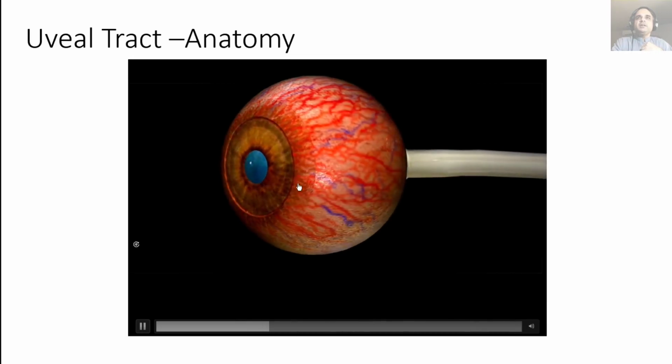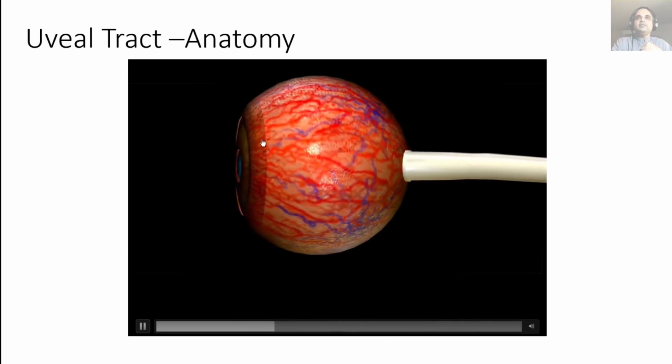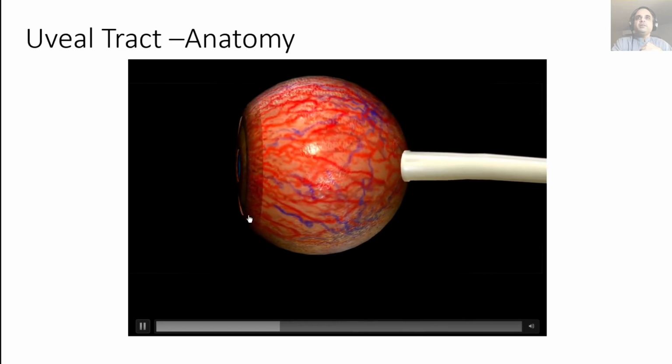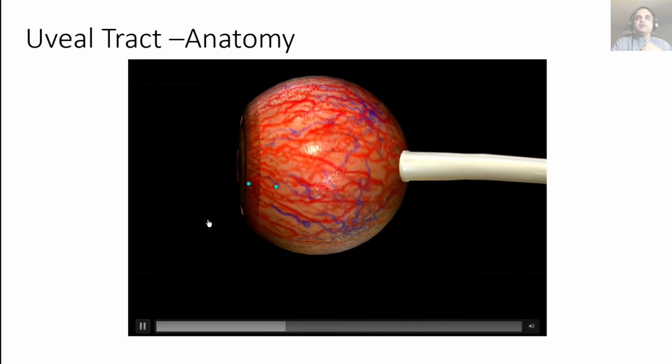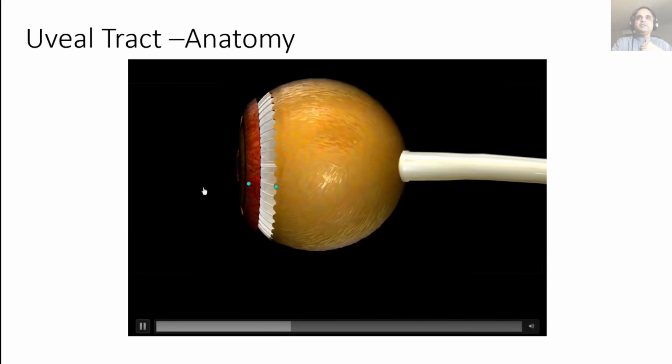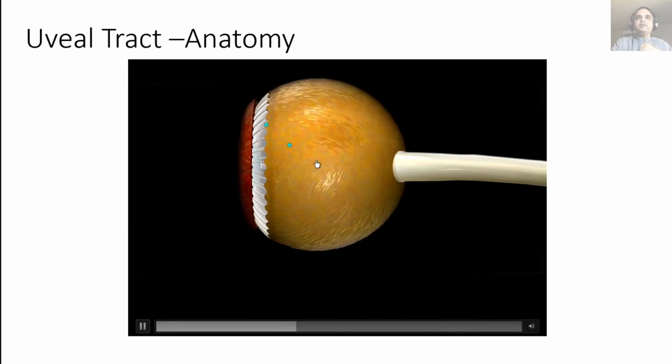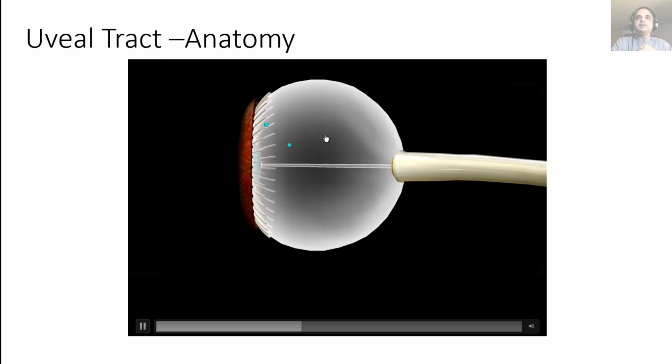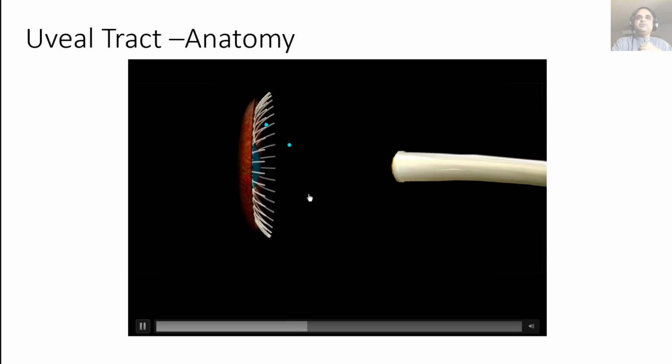So this little thing in between the iris and the choroid, this right here is the ciliary body. And all of these things are obviously three-dimensional. We'll remove the choroid. This is the retina. We'll remove the retina. Then we'll get to the vitreous humor. We'll remove that as well.